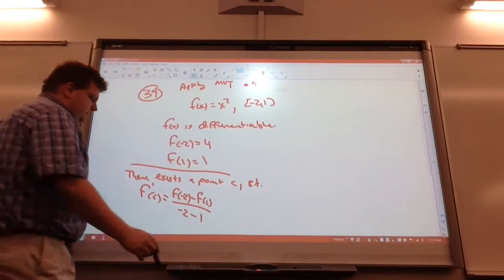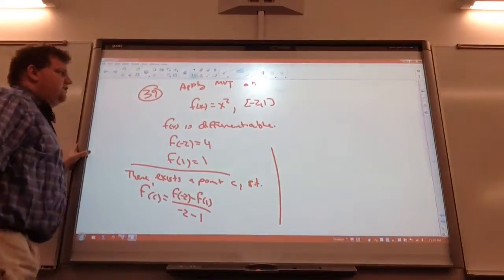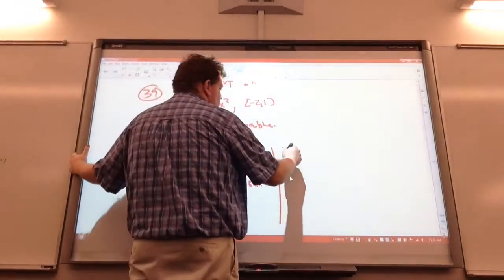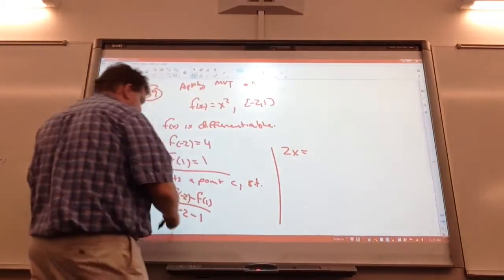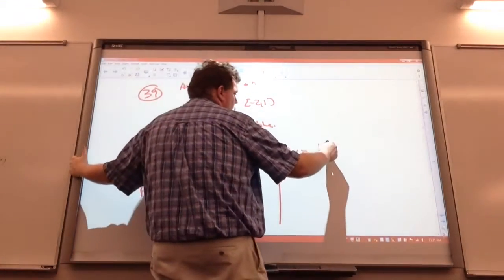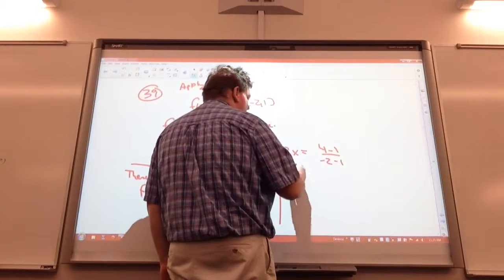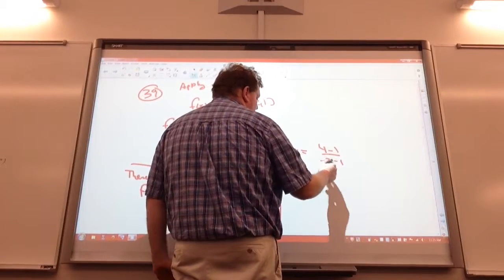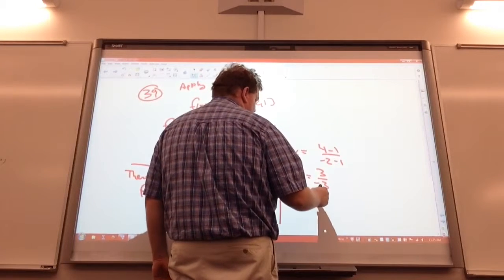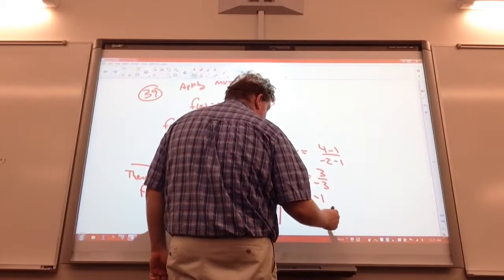So, let's work this out real fast. What's the derivative of x squared? 2x. So that means 2x has to be equal to this thing evaluated out. So it should be 4 minus 1 over -2 minus 1. So 2x is going to be equal to 3 over -3. So 2x should be equal to -1. That means x is equal to what? -1/2.